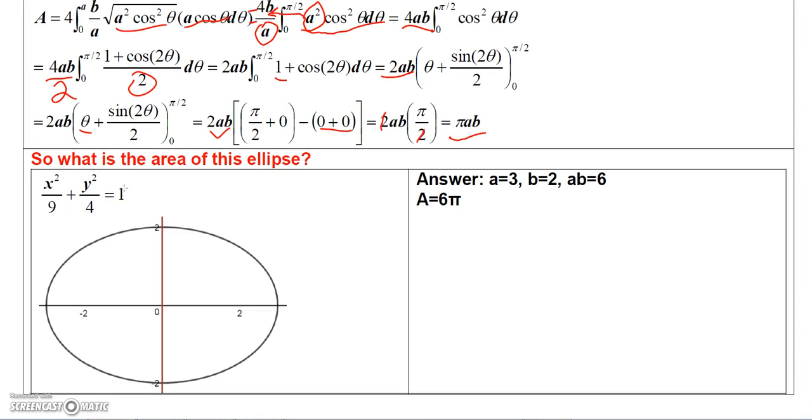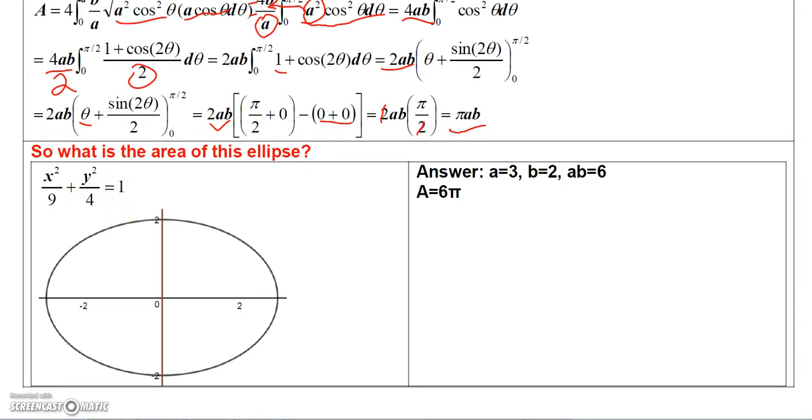So now let's apply the formula. So now what's the area of this ellipse? Okay, well, here a would be the square root of 9, which is 3. b would be the square root of 4, which is 2. So the area of this ellipse would be pi times ab. So ab is 6, and so pi times 6 would simply be 6 pi. Okay, so there you go. Now you have the formula for the area of an ellipse.